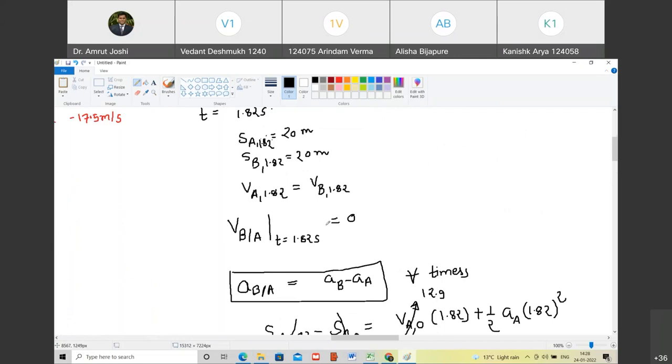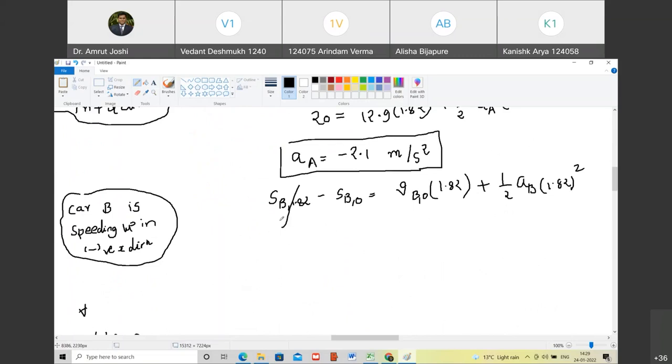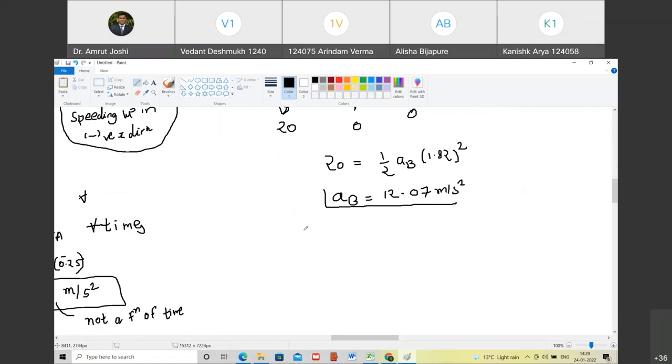Similarly, can I write the position of B at 1.82 minus the position of B at 0 is equal to the velocity of B at 0 into 1.82 plus half acceleration of B into 1.82 square. And this is 20, this is 0, and this is 0. So therefore, we got the equation 20 must be equal to 1 half AB into 1.82 square. Having said that, what is the value of AB? Tell me. 12.07, 40 divided by 1.82 square. Yeah, 12.07 meter per second square.